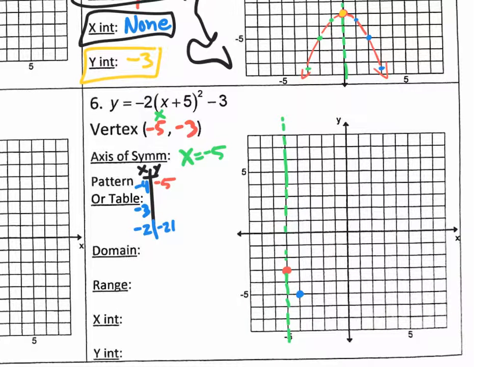Here it is. Let's try -3. If I plug in -3, check it out, guys. -3 plus 5 is 2. 2 squared is 4. 4 times -2 is -8. -8 minus 3 is -11. So when I plug in -3, I get out a -11, and that's off the graph, right?